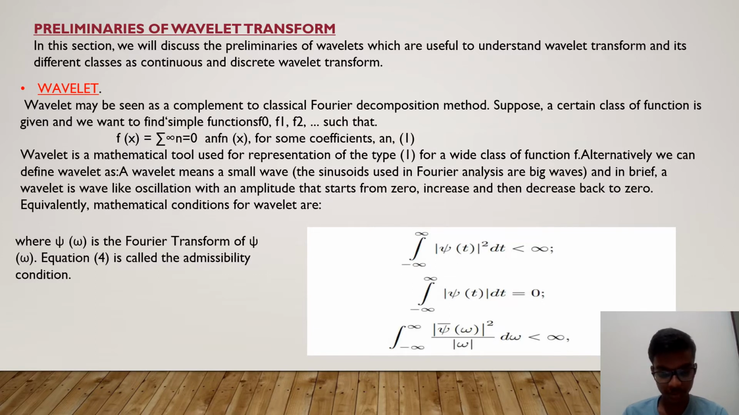The sinusoids used in Fourier analysis are big waves, and in brief, a wavelet is a wave-like oscillation with an amplitude that starts from zero, increases, and then decreases back to zero. Equivalently, the mathematical conditions for a wavelet are: the integral from minus infinity to infinity of |phi(t)| squared dt is less than infinity; the integral from minus infinity to infinity of phi(t) dt is equal to 0; and the integral from minus infinity to infinity of |phi bar(omega)| squared divided by |omega| d omega is less than infinity, where phi bar(omega) is the Fourier transform of phi(omega). Equation 4 is called the admissibility condition.